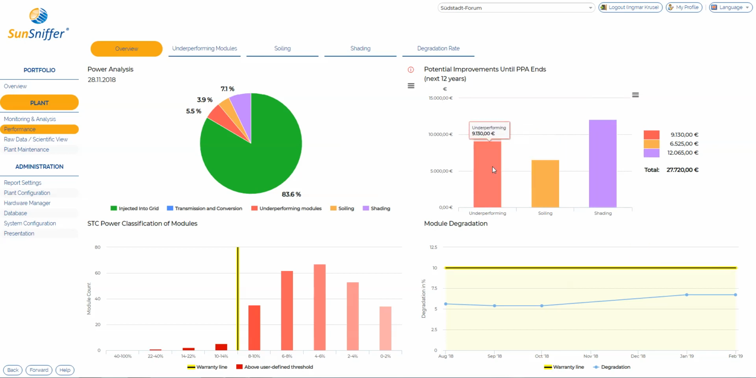There you have the calculation of what you lose, for example, by the end of the PPA if you do not swap those modules. That's pretty interesting. So we go straight to the main information you need to run and manage your plant professionally. This is what SunSniffer and its digital twin technology is about. Thank you very much.